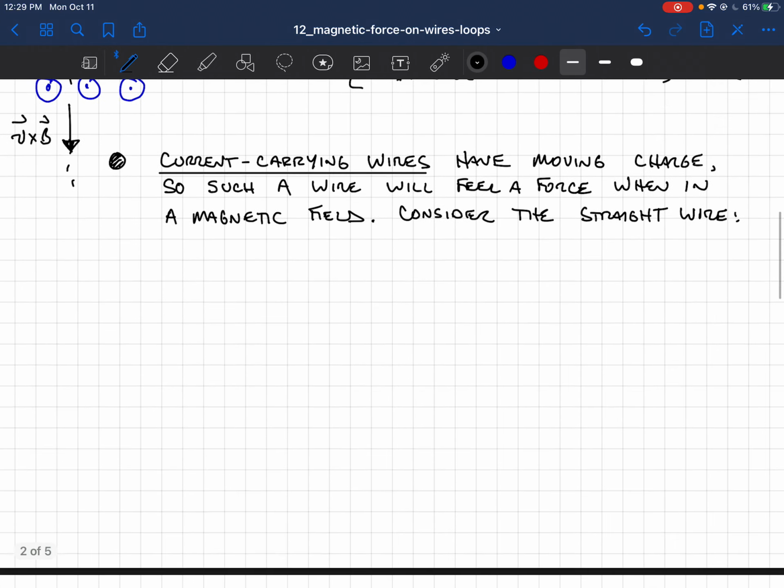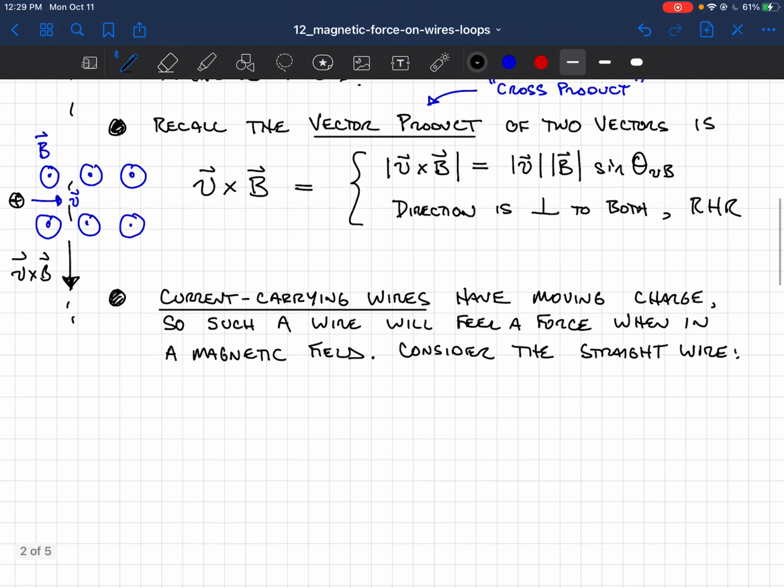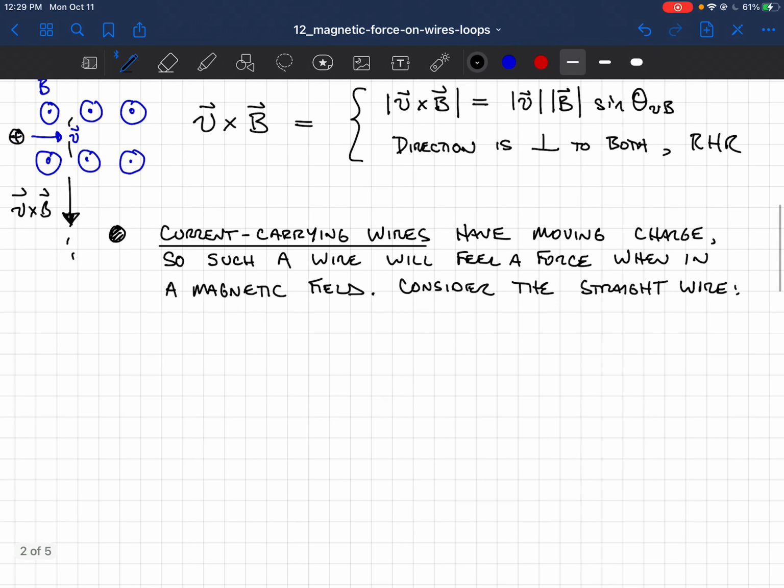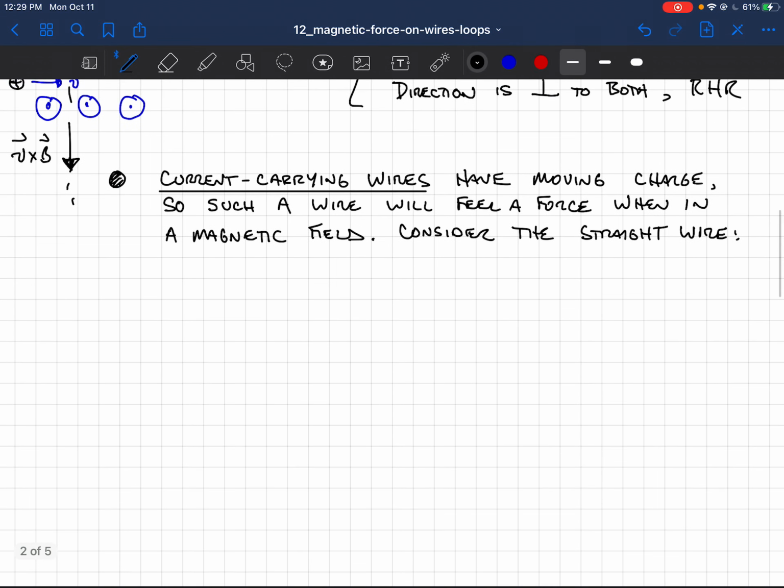We have this equation for the force of the magnetic field on a moving charge, but we could also use that for the force of a magnetic field on a current-carrying wire, because of course a current-carrying wire is nothing more than a bunch of charges moving. So let's consider a straight wire. We already wrote down the equation, but let's just remind ourselves where that comes from.